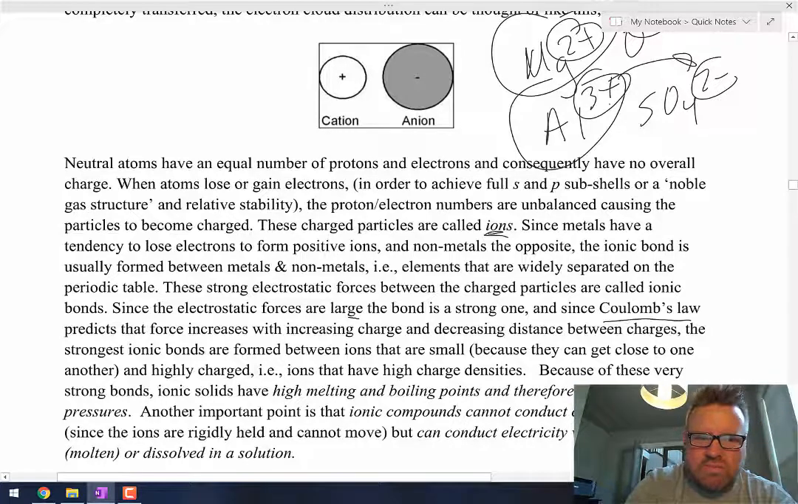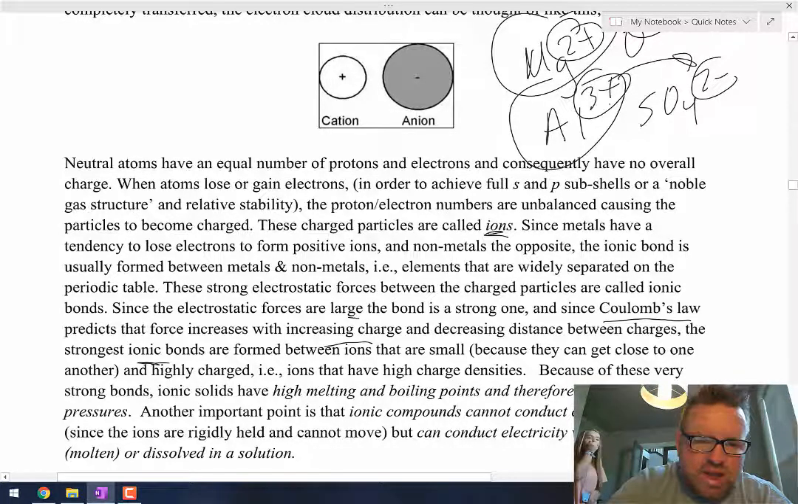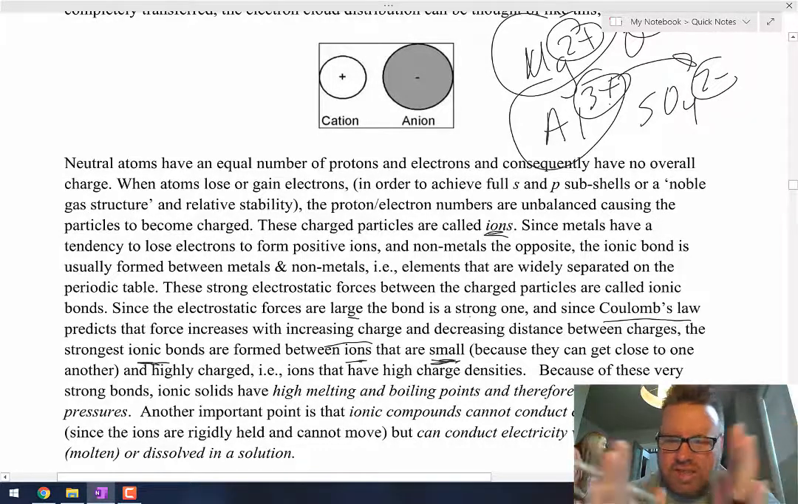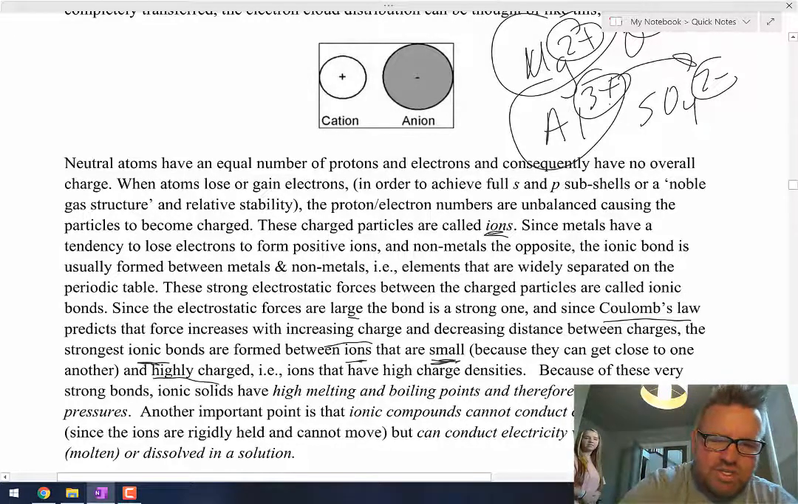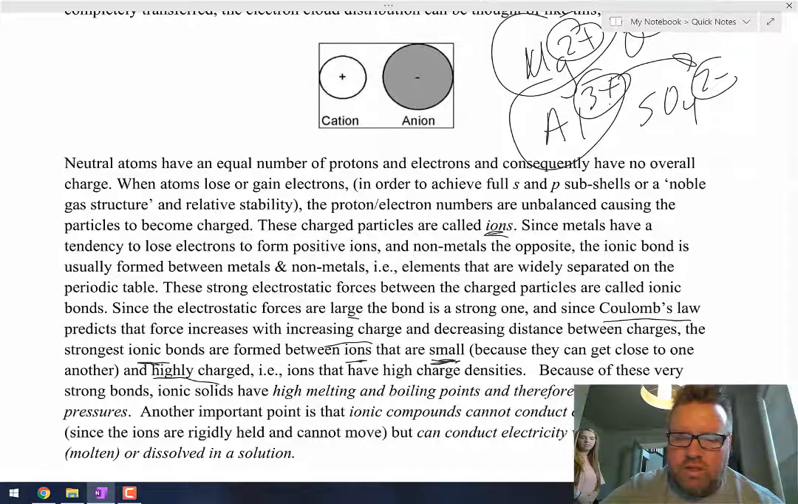And since Coulomb's law predicts that the force increases with increasing charge, the strongest ionic bonds are formed between ions that are small, because again, the distance between them is very small, and that have the highest charges, that have a +2 or a +3 charge versus a -1 or +1.